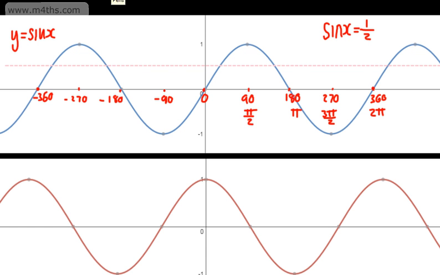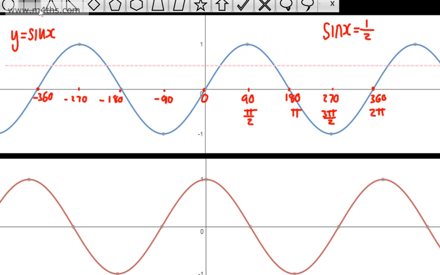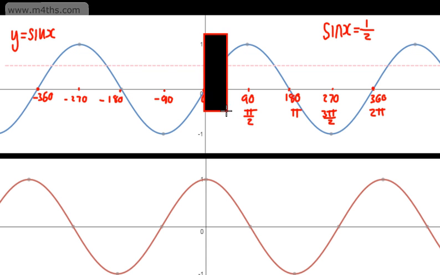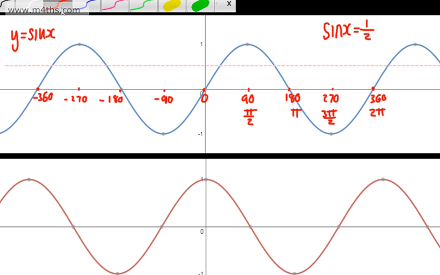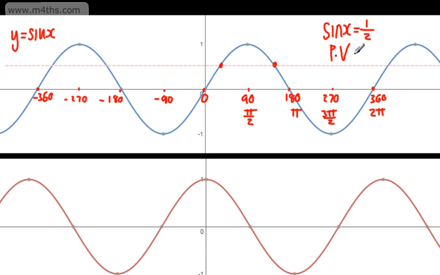So if I was solving this now, let's say I was solving this in the interval from 0 to 360 degrees, we can see now that we have two solutions. The first solution is just here, and the second solution is just here. We would get a principal value by taking the inverse sine of 1/2. So we would say the principal value x is equal to the inverse sine of 1/2.